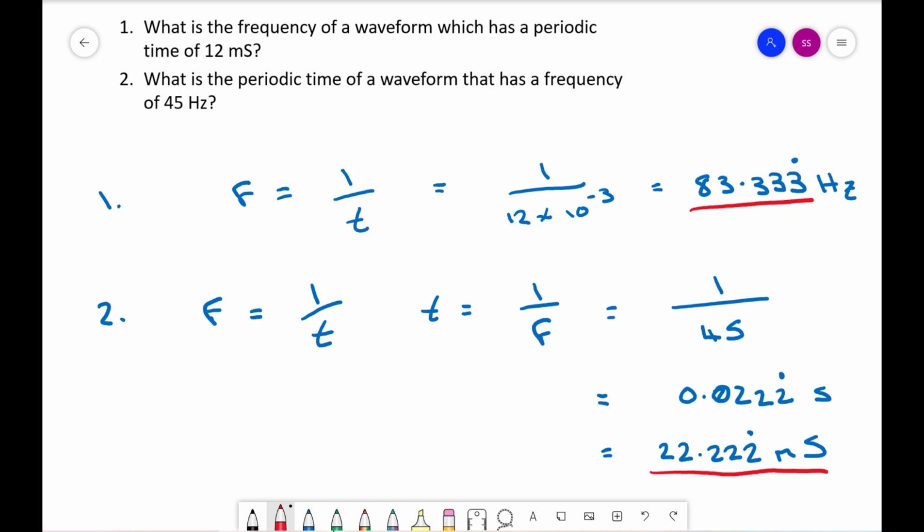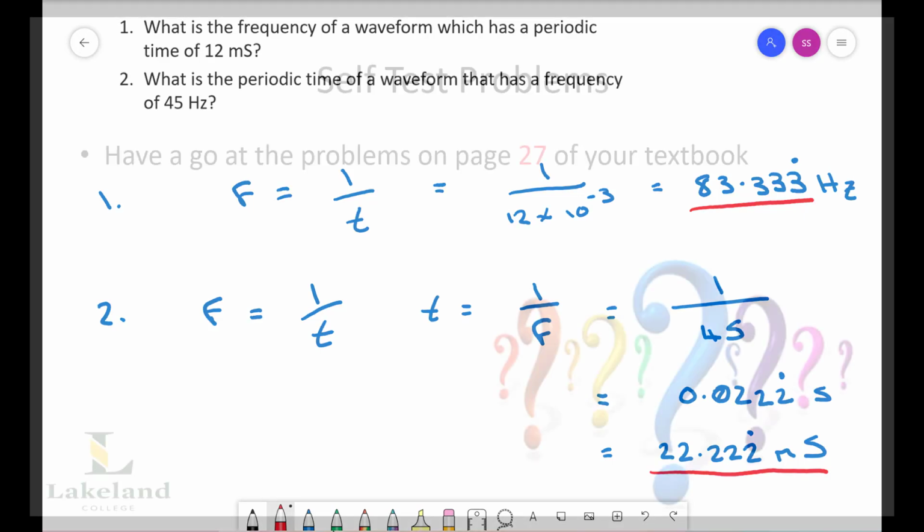So that's it. Hopefully you think those questions are really simple, of course providing that you can memorize the formula, so add it to your formula sheet, but that's all there is to do regarding these basic calculations regarding frequency or periodic time. Okay, let's jump back to the PowerPoint.